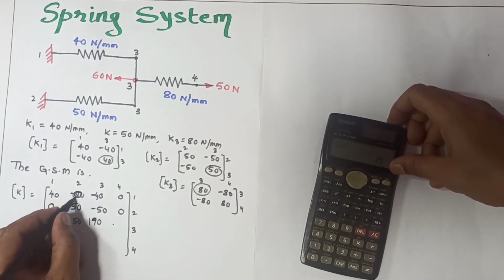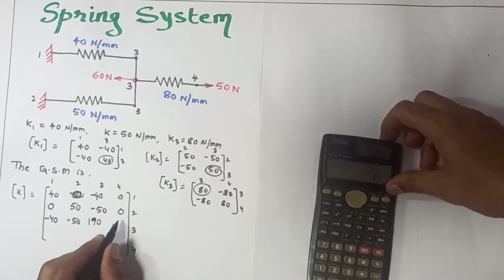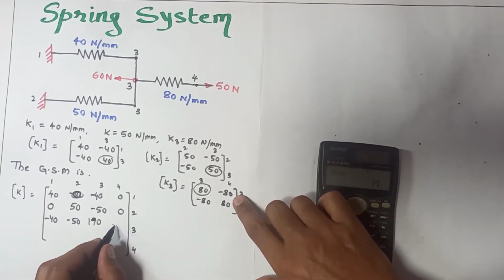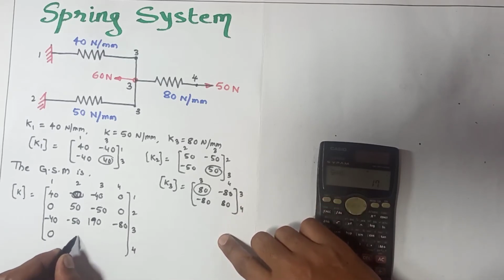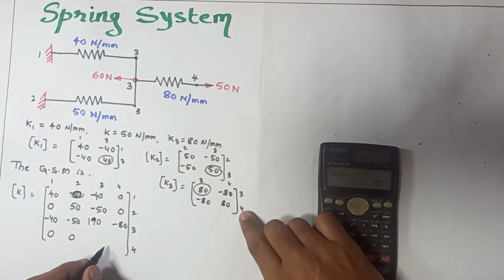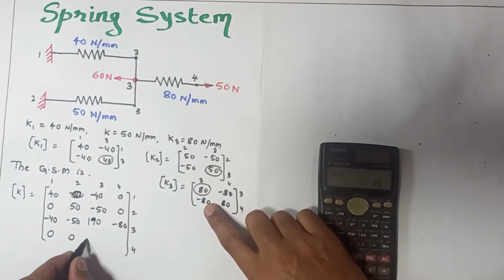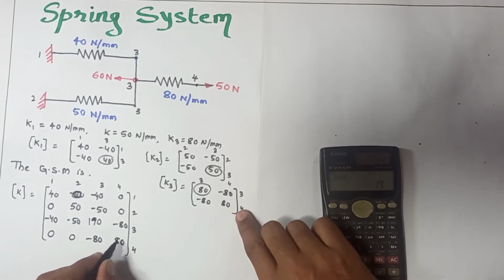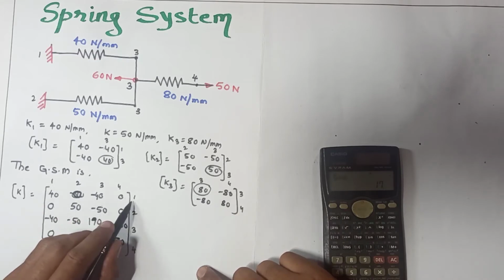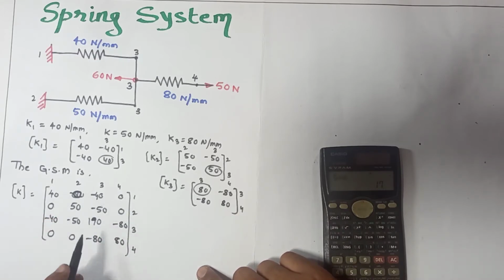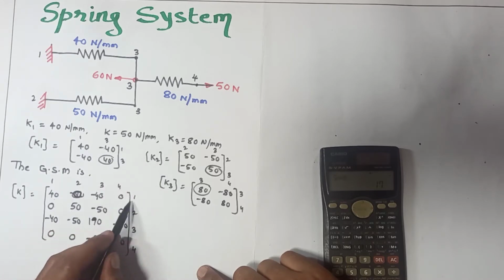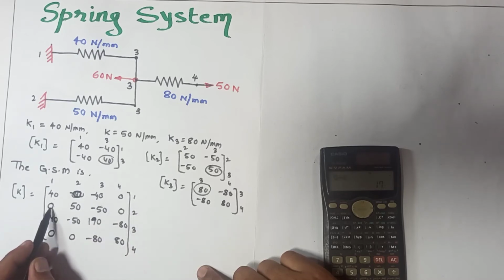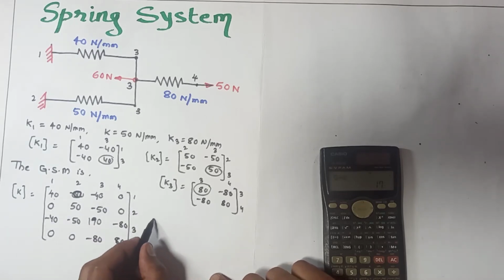So it is 0 and it is 170. 3 4 is minus 80. Now 4 1 is 0, 4 2 is 0, 4 3 is minus 80, and 4 4 is plus 80. Hope I am clear. So this is the global stiffness matrix.